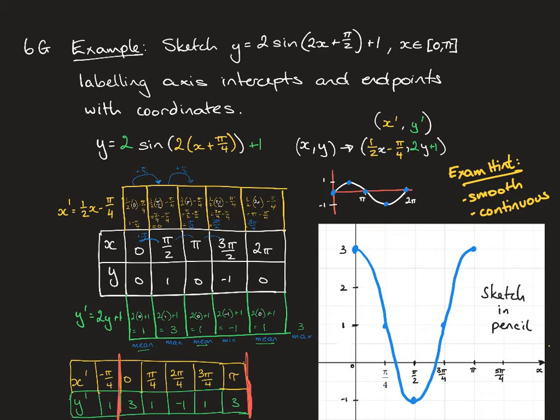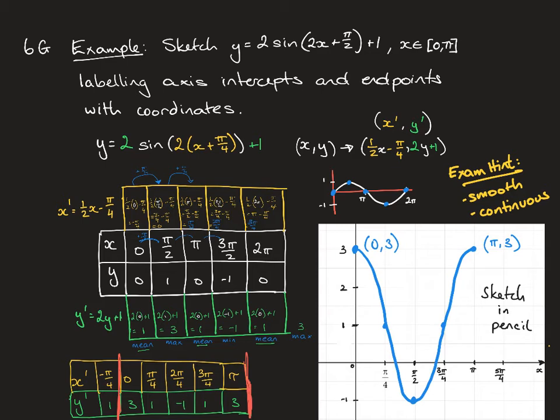So now we've sketched the graph, let's go back and check what else we need to do. We need to sketch the graph from 0 to pi, which is what we've done. We need to label axis intercepts. Right, so let's go and find our x-axis and y-axis intercepts. Our y-axis intercept is already there, so we can label that. Let's just double check again. We need to label it with coordinates. So let's do that now.